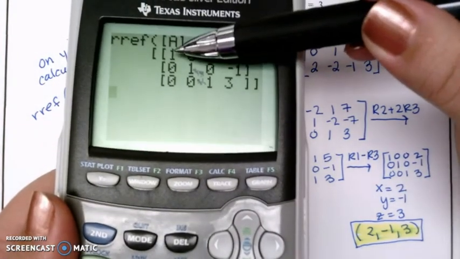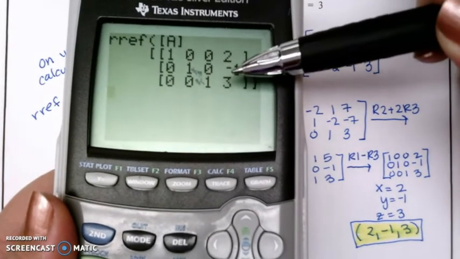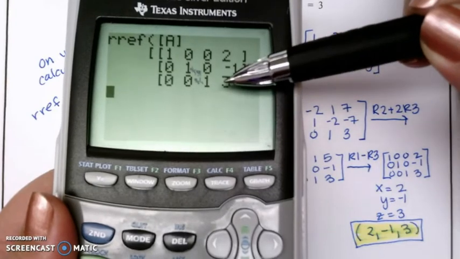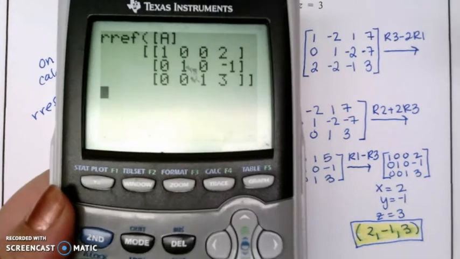This would be your first variable. 1 times your first variable equals 2. 1 times your second variable equals -1. 1 times your third variable equals 3. So x is 2, y is -1, and z is 3.